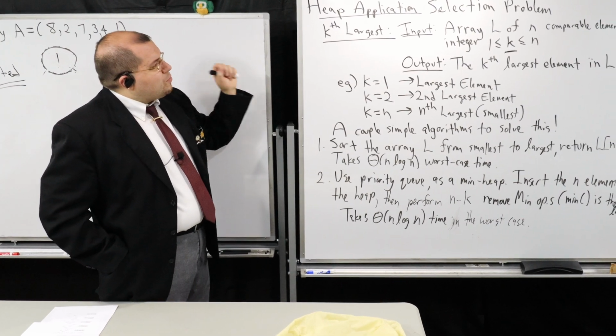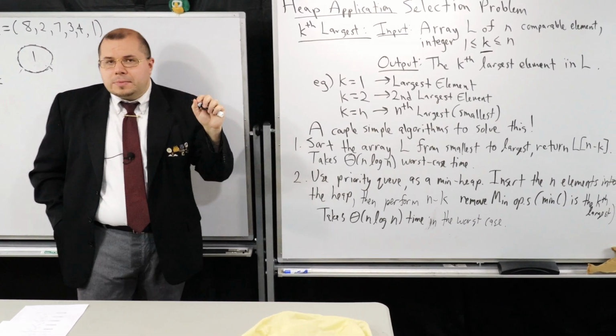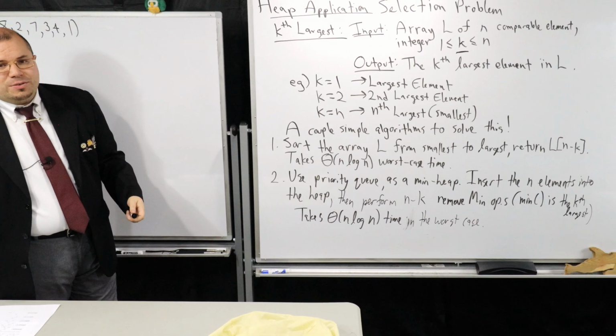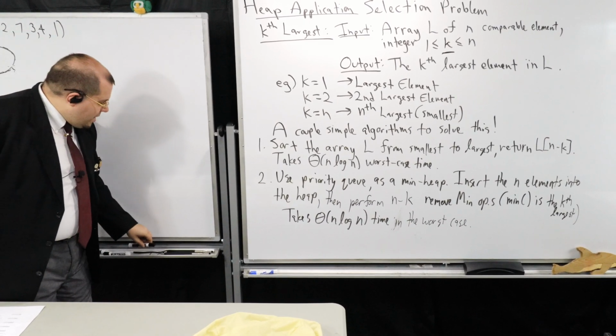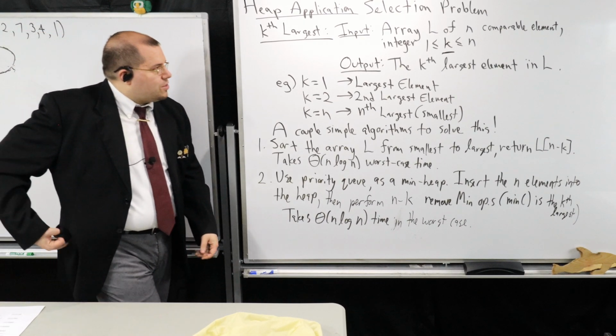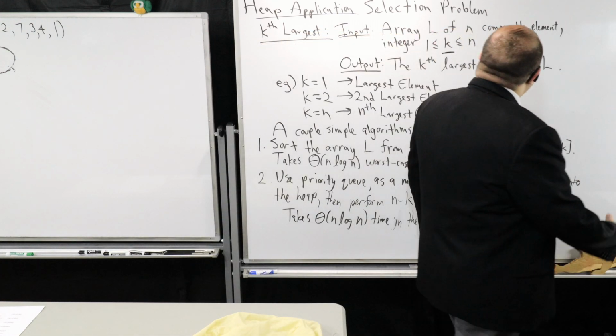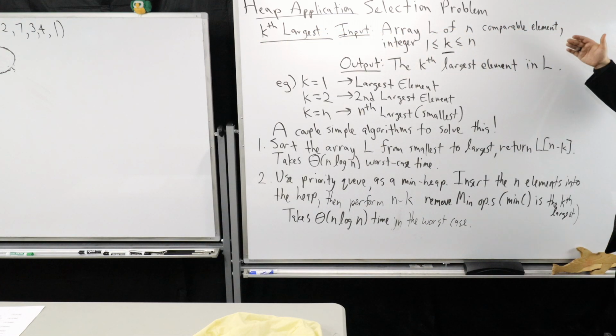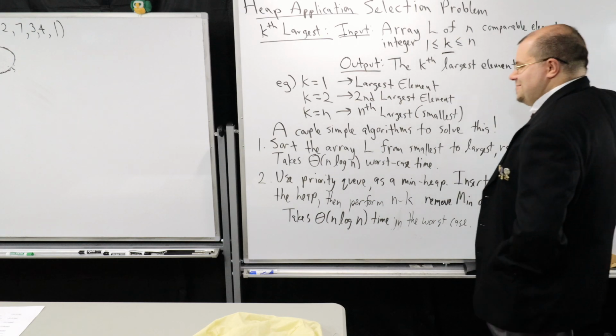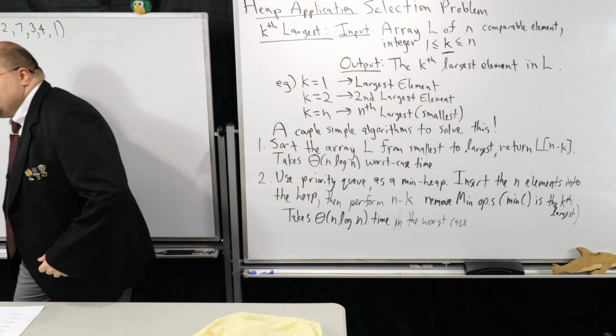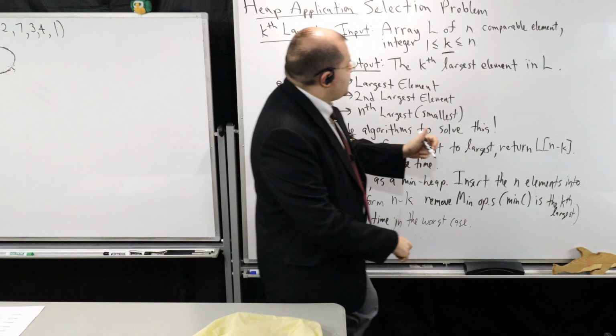So I'm going to consider what is called the selection problem. There's a family of problems called selection problems. And sometimes these are called k-order statistics or kth order statistics. But I'm going to consider this version of it. I'm going to consider what we're going to call the kth largest problem. So imagine I give you an array of n comparable elements.